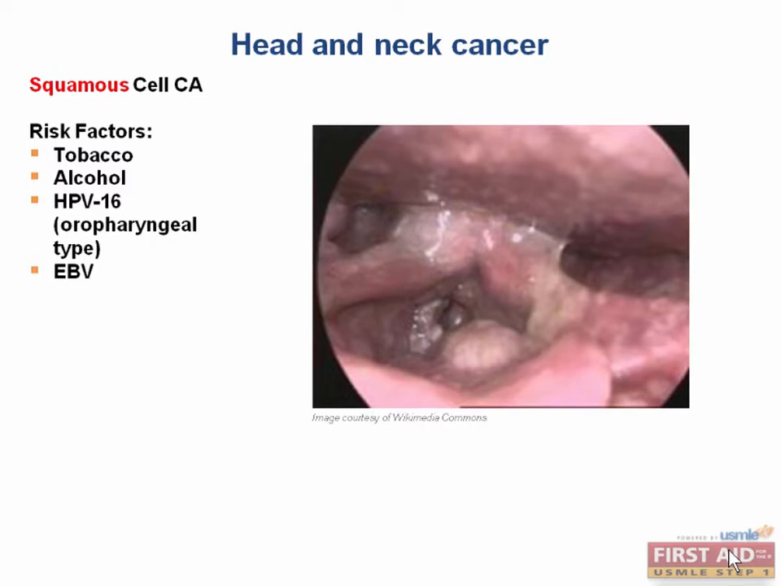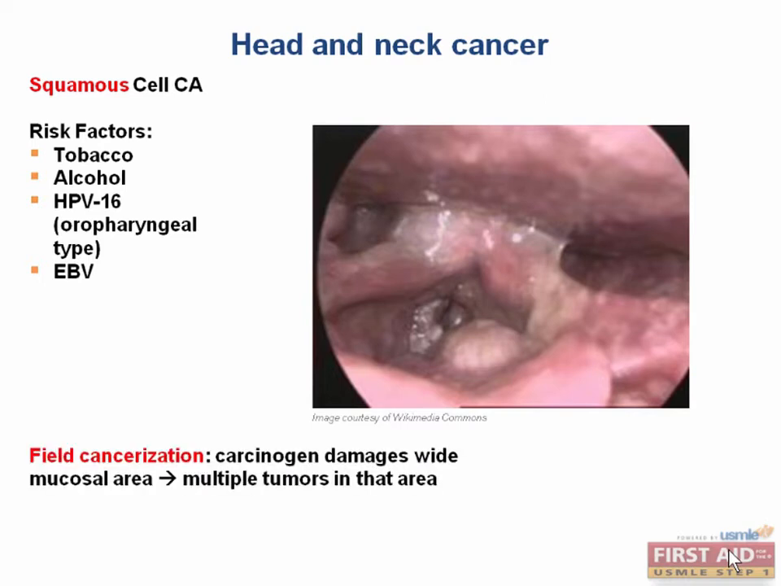A certain concept of carcinogenesis in the head and neck that's important to be aware of is what's called field cancerization. This term describes a situation when a certain carcinogen, i.e. tobacco, damages a wide range of the superficial mucosa in the respiratory tract. Multiple tumors can thus arise in this region secondary to the wide range of tobacco exposure.